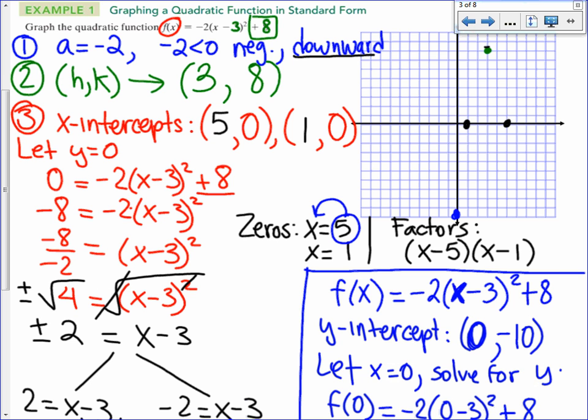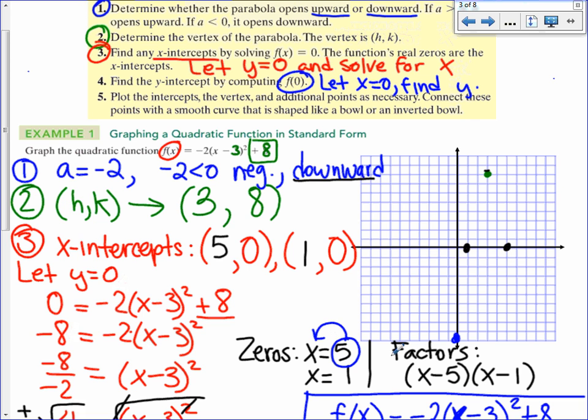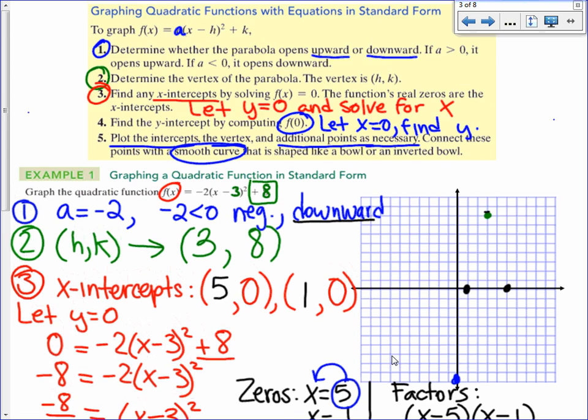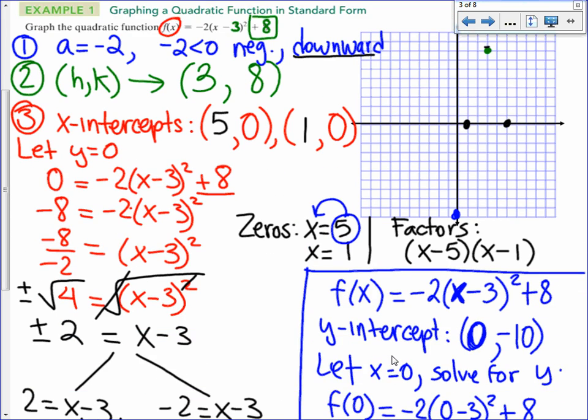Okay, so now going back to the steps, the very last step is, of course, to plot the intercepts, the vertex, any additional points as necessary, and then we connect them with a smooth curve, not with lines, because if we connect them with straight lines, what kind of function would it look like? Absolute value, yes. So it has to be like a curve. Oh, it's so pretty.